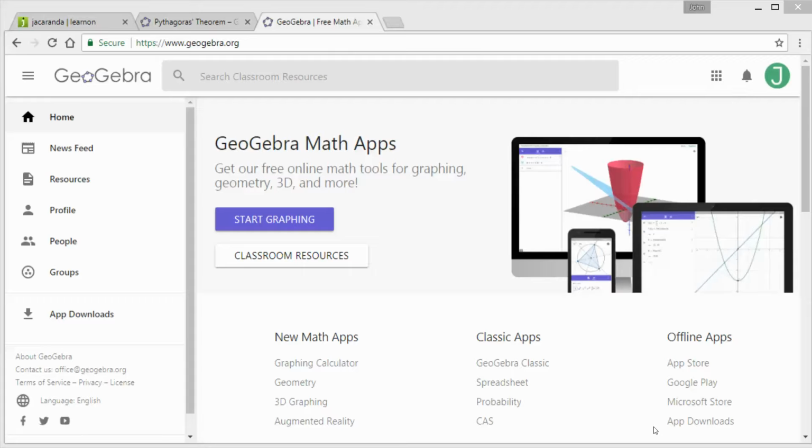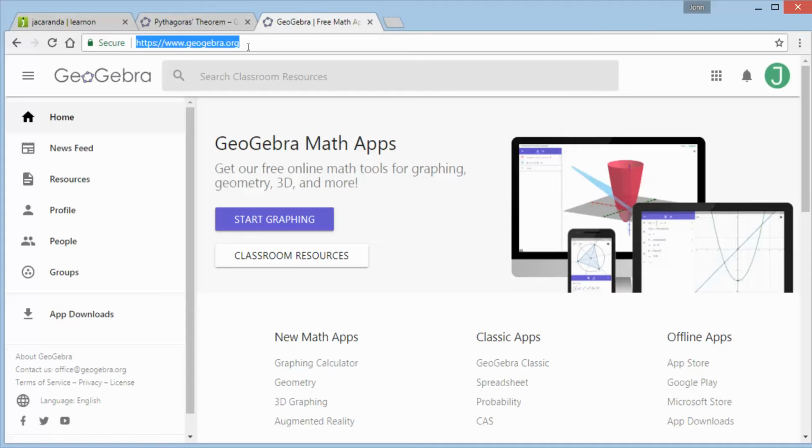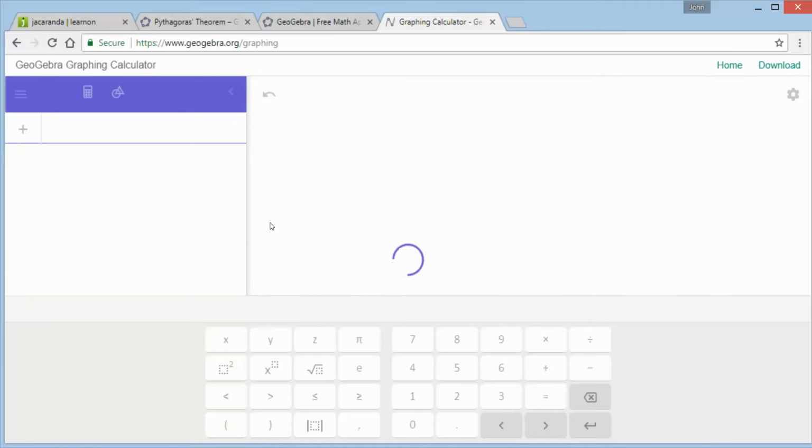Hi everyone, in this video I'm going to introduce you to the idea of Pythagoras' theorem or Pythagoras' rule. I'm going to use a program called GeoGebra, depending on how you want to pronounce it. When you go to this website, I've got an account and I've logged in, but on the main page you should find a button that says Start Graphing, so let's press that.